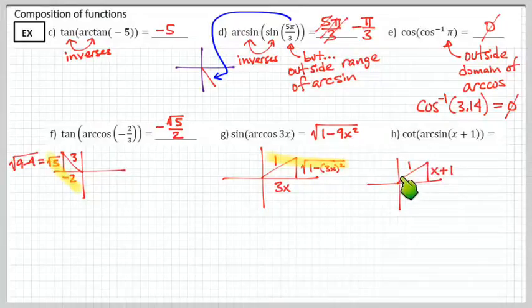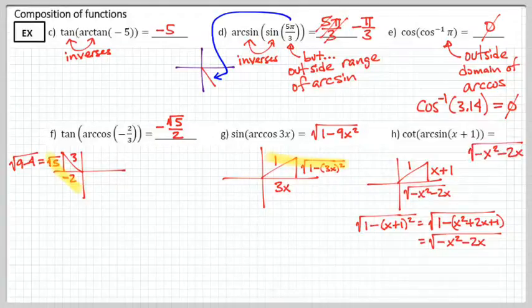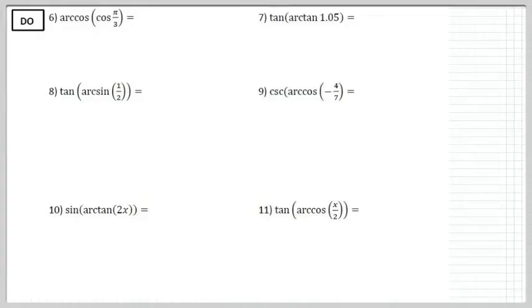Okay, last one, same exact problem. I'm going to set my hypotenuse value to 1. Here's my sine value right here. Use Pythagorean theorem to figure out the length of the other leg. And then my cotangent will be the adjacent over the opposite here. So there you go. Okay, so I have a few problems for you to try out. I'll show you the answers in 3, 2, 1.